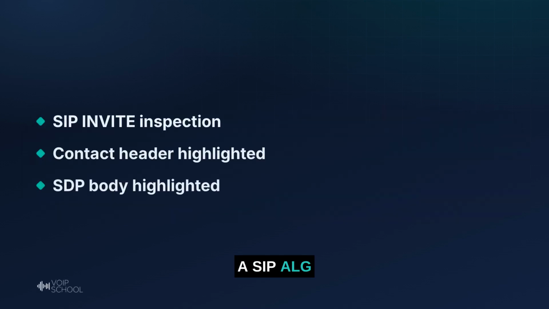A SIP ALG is a feature in your router that inspects SIP traffic and rewrites addresses it thinks need fixing for NAT. It opens the signaling, looks at the contact header, the VIA, the IP addresses inside the SDP, and changes them. The idea is sound in theory. The rewriting is often wrong.